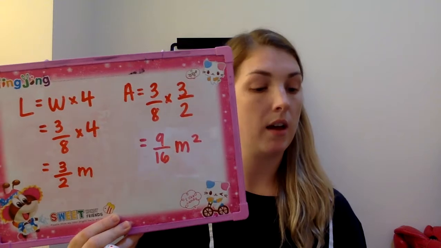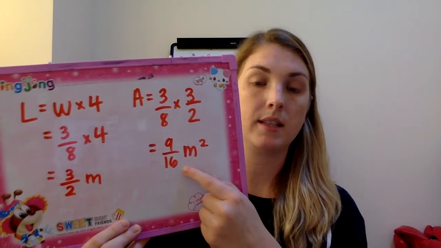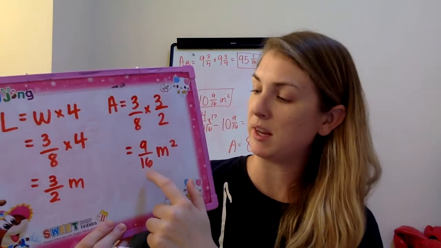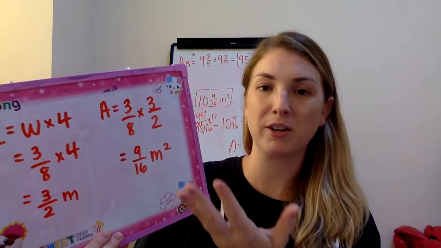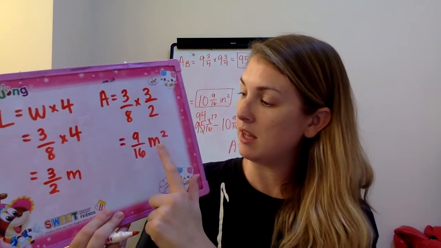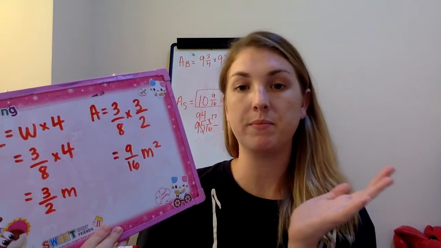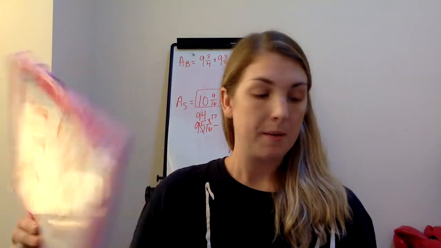So the area of the flower bed is 9/16 meters squared. The reason I keep pointing here is because I'm looking at the camera and it's reversed. So if I point at the wrong thing, it's because the camera's reversed. Anyway, the flower bed's area is 9/16 meters squared. That one's pretty easy. All right, let's look at number 2.